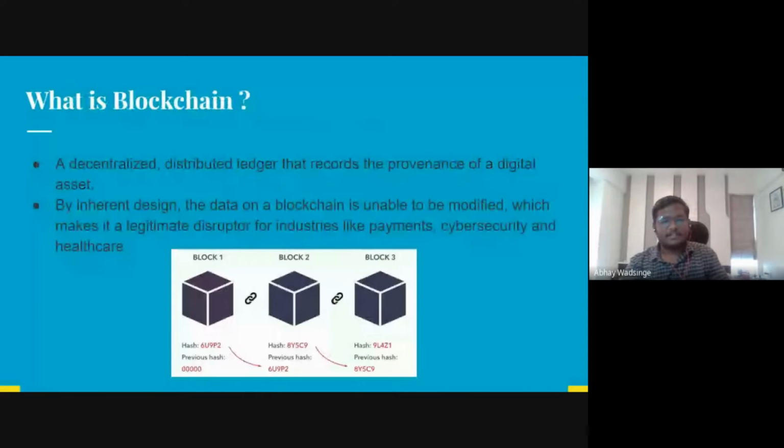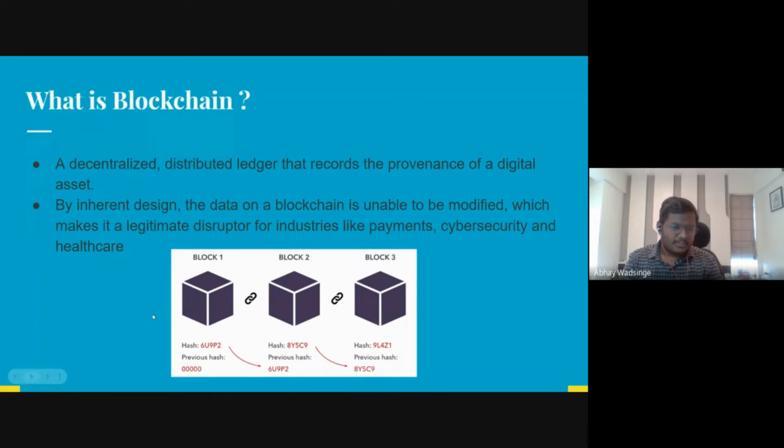Now, what is blockchain really? I'll give a quick overview of what blockchain technology is and how it works. It's a decentralized distributed ledger which holds the record of all the digital assets and all the digital transactions that take place. I'll split it into two parts. First, we'll take what a block is.